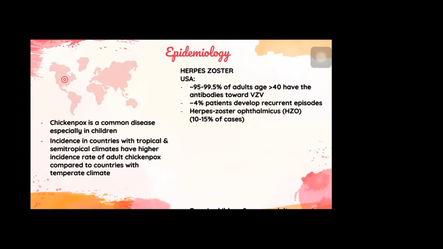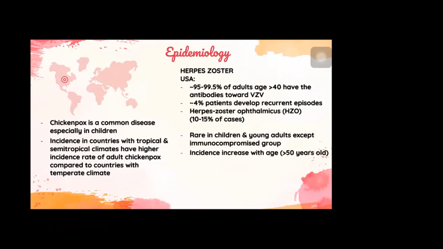However, herpes zoster is very rare in children and young adults, except for the immunocompromised group. The incidence usually increases with age. People more than 50 years old are more susceptible to herpes zoster. Generally, there is no sex predilection.